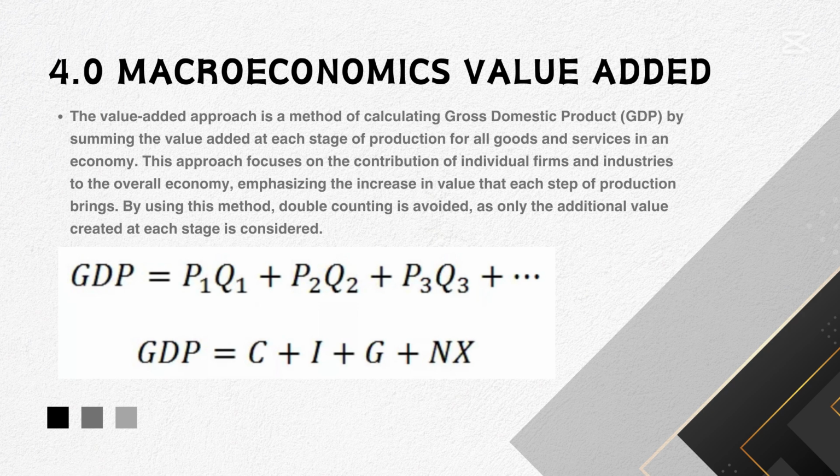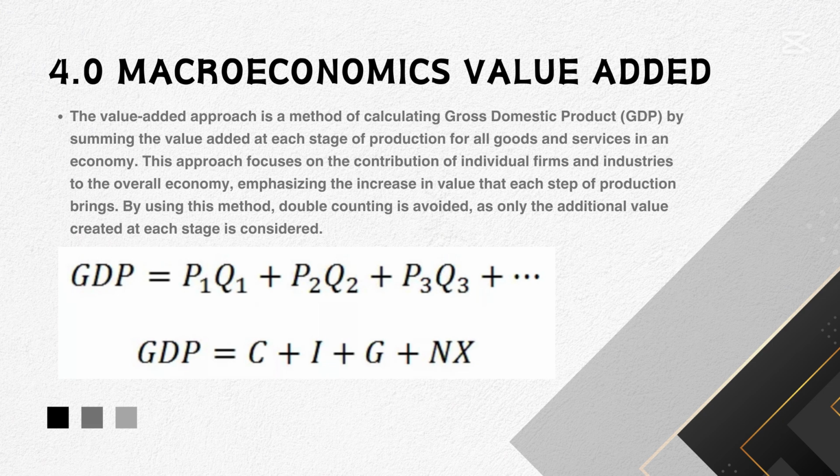Value add approach. The value add approach is one way to calculate GDP. It looks at the extra value created at each stage of production for all goods and services in an economy. Instead of just adding up everything, it focuses on the contribution each business or industry makes to the final product. We use the value add approach because it can avoid double counting.